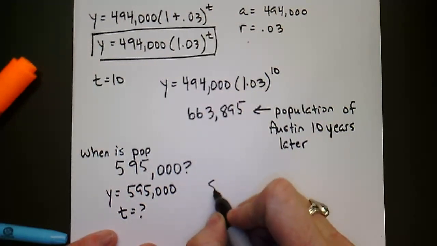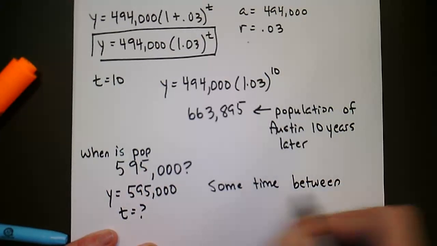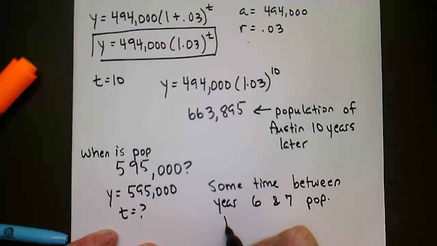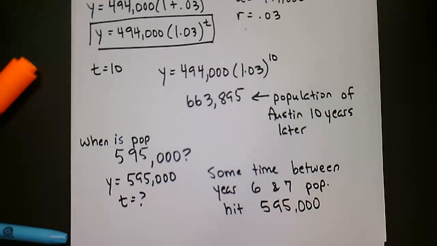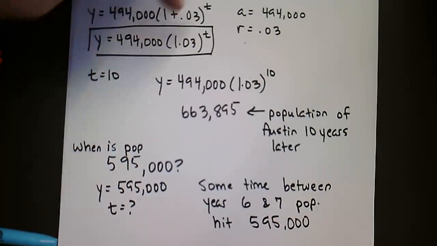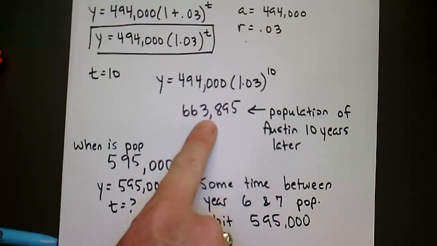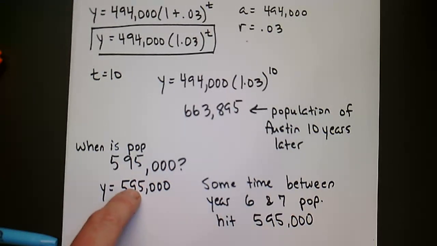I want to get to 595, so it's going to be somewhere between year 6 and year 7. As the population is growing, sometime between year 6 and 7, the population is going to hit 595,000. We can't get an exact number just yet, but wait for Integrated 3. All right, so it's all about guessing and checking here. Again, here's your model, starting value, 3% increase, and 10 years later, this will be the population. Between 6 and 7 years is when we get the population up to here. Hope this is helpful. Message me anytime with questions.